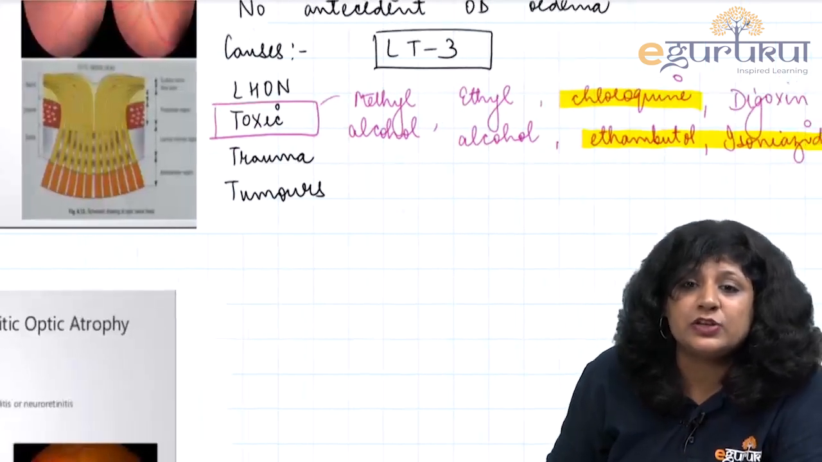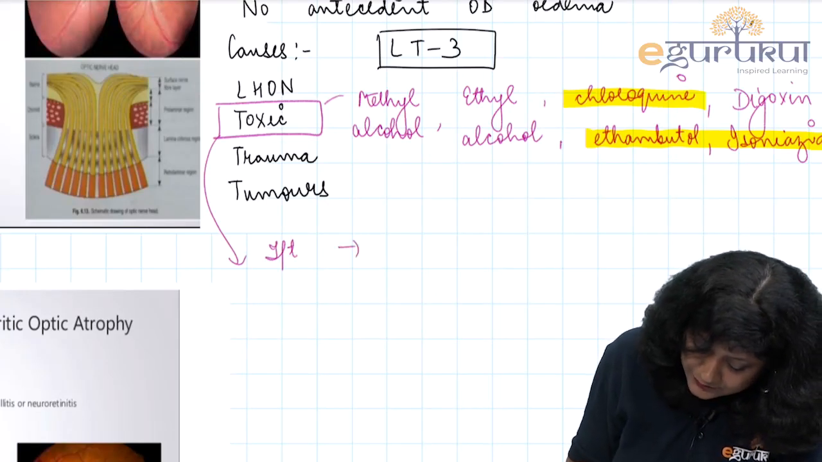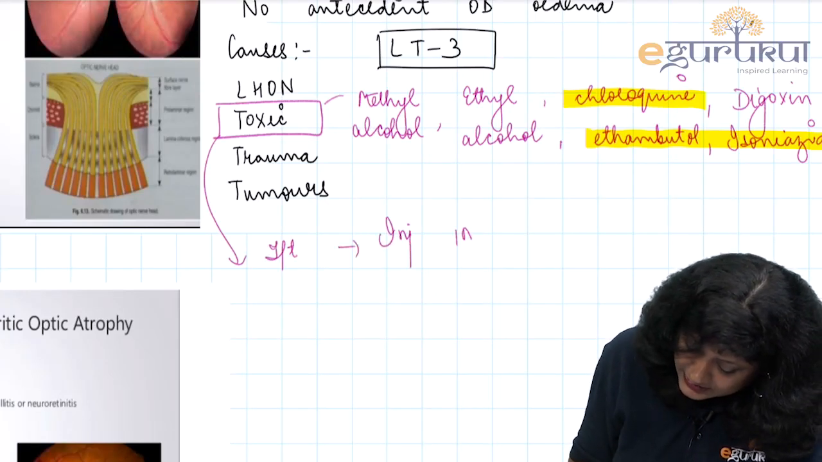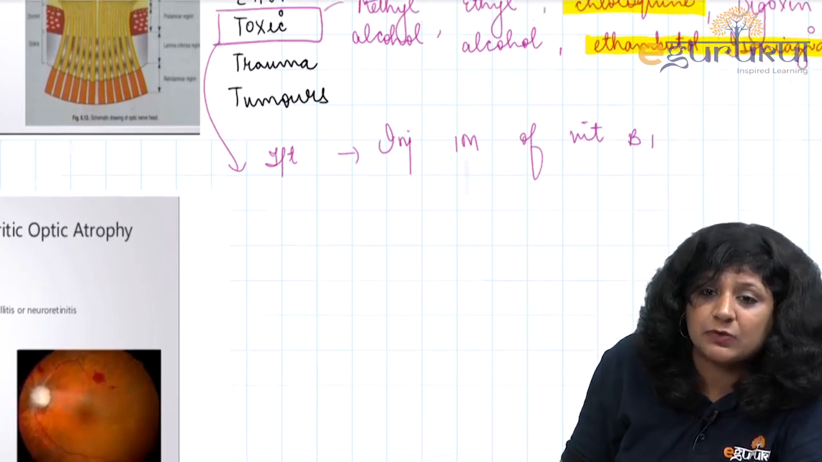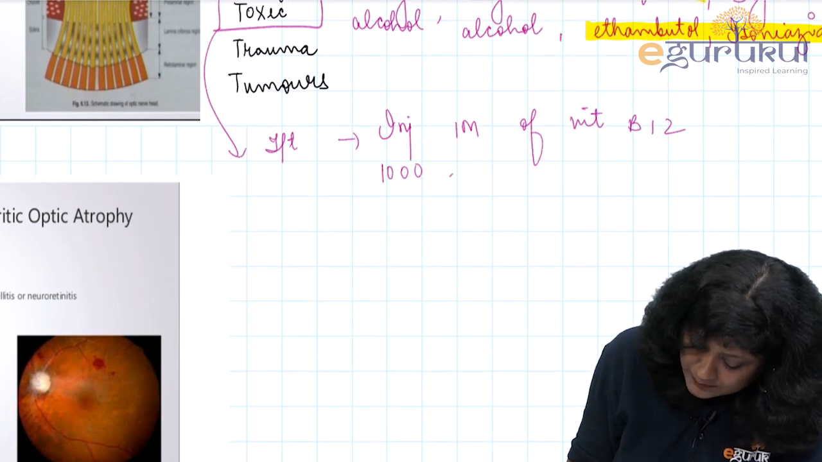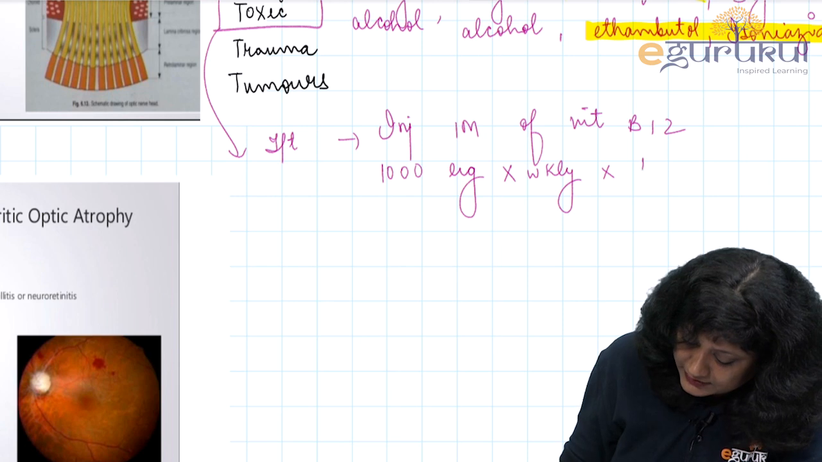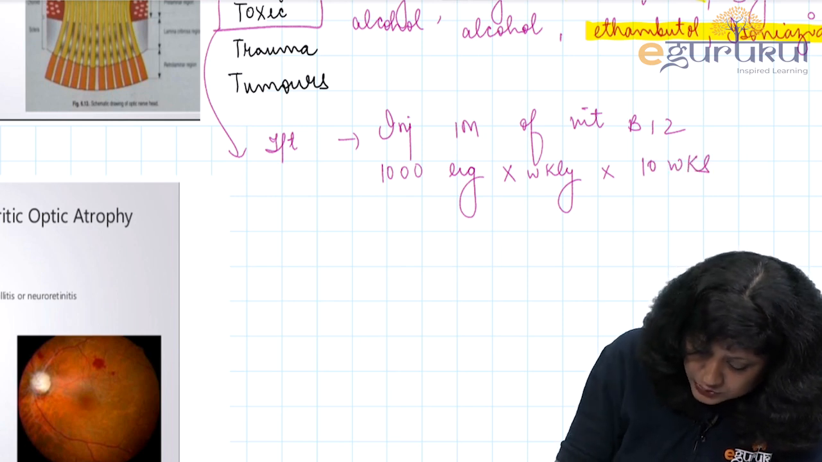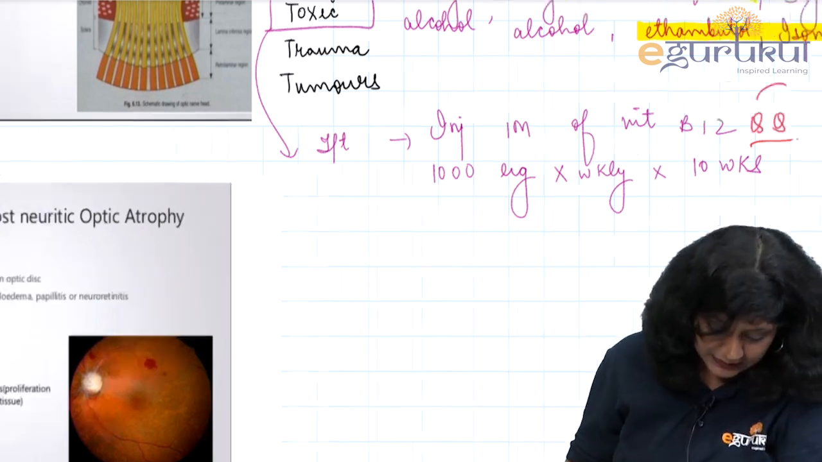So how can we actually treat this? For the treatment, you have to give intramuscular injections of vitamin B12. You have to give 1000 microgram. This is given weekly and for 10 weeks we have to give. So this is the ideal treatment of toxic optic neuropathy.